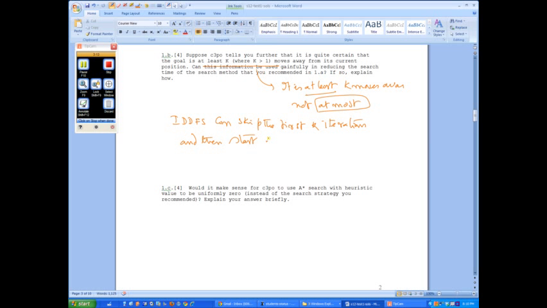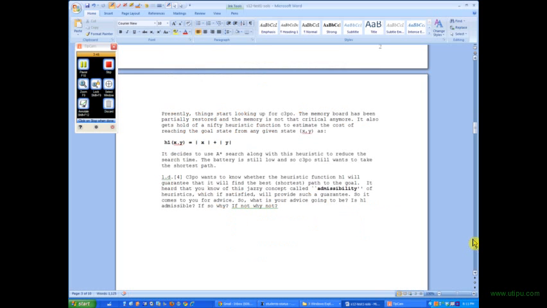Now the next thing is, would it make sense for C3PO to use A star search with heuristic value set uniformly to 0? If you set it uniformly to 0, you are getting breadth first search essentially, which has B power D memory, and so not only is it blind, but it is also taking too much memory, so it won't work. Okay, so that's the basic point for that.